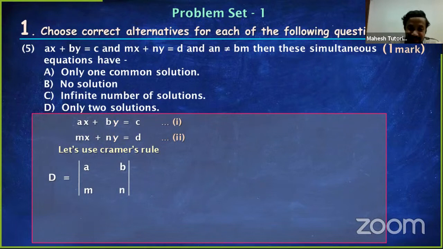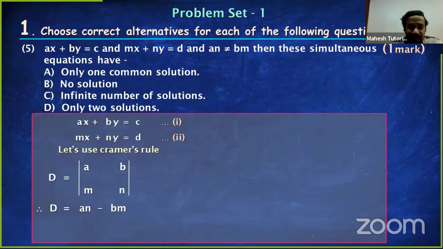So now students, I need to find the value of this determinant. How do we find the value of the determinant? Diagonally, starting from the first number. Which is the first number here in this determinant? A. So if I solve it, diagonally with A, which is the other number? N. Both these will get multiplied. So A into N, that is AN. Now students, which are the two other terms on the other diagonal? B and M. These two terms will get multiplied. So B into M will give us BM. So we get the value of determinant D as AN minus BM.